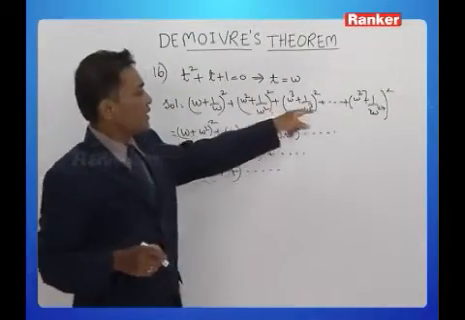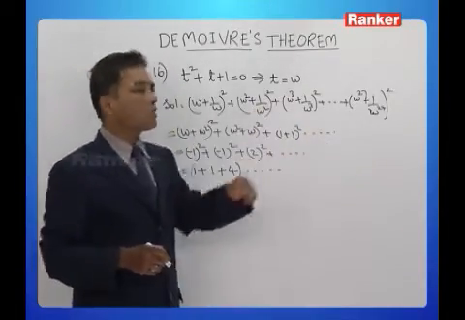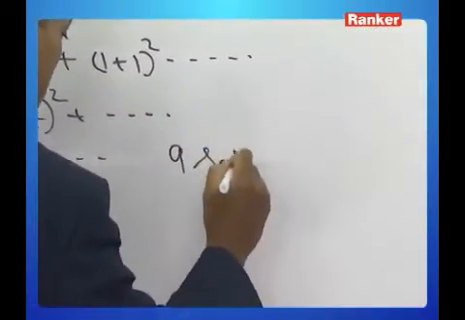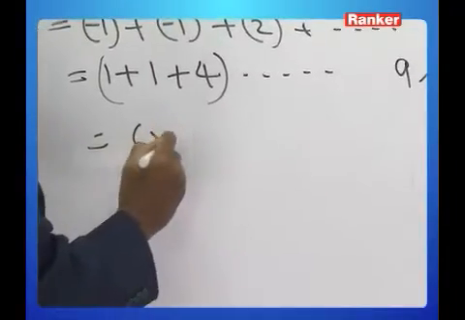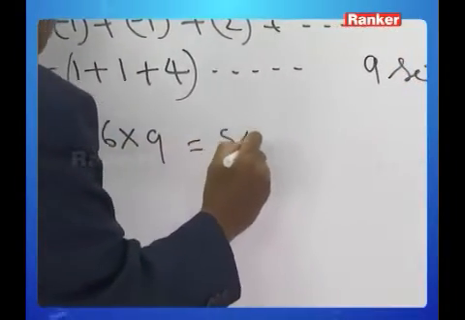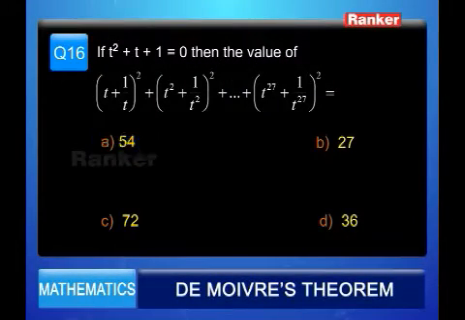Now it is given up to omega power 27. So how many sets do you get? 9 sets. Right? This is 6 into 9. So your answer is 54 and the right option is A. This is the right option. Right answer is 54.